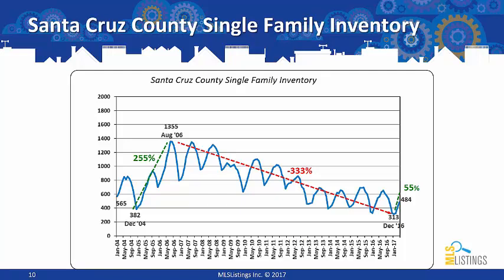Monterey sales are down 16% from last year. Median price is up 6%. San Benito is down 8% in sales, up 9% in median price. San Mateo is up 7% in sales, up 13% in median price. Santa Clara is down 6% in sales and up 7% in median price. Santa Cruz down 13% in sales and up 5% in median price.